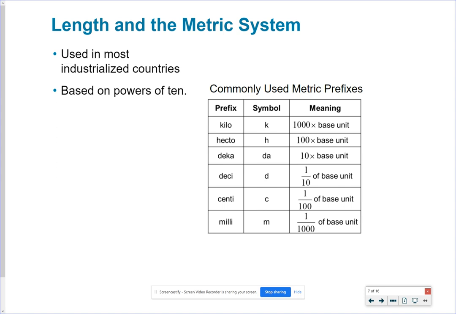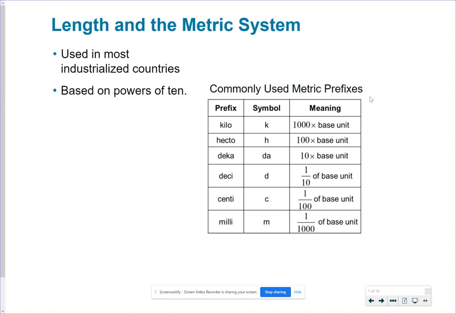Now we're going to study the metric system for a bit. It is used in lots of industrialized countries. It is based on powers of 10, so it's pretty easy to use. The prefixes that are commonly used is kilo, which is 1,000 times the base unit. And for measurement of length, the base measurement is going to be meters. We'll get to that in the next slide. So I won't write anything extra.